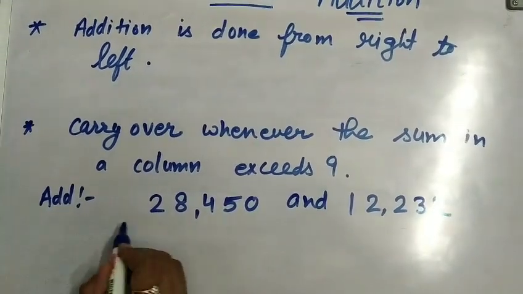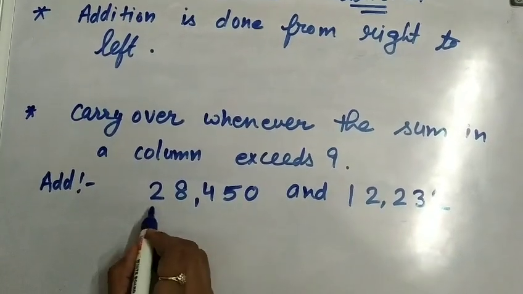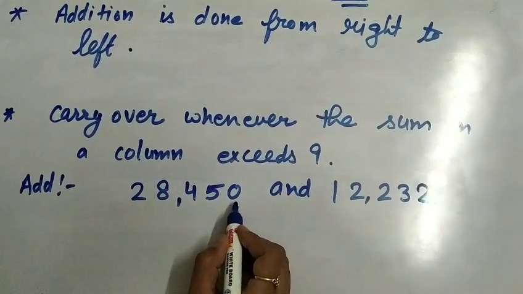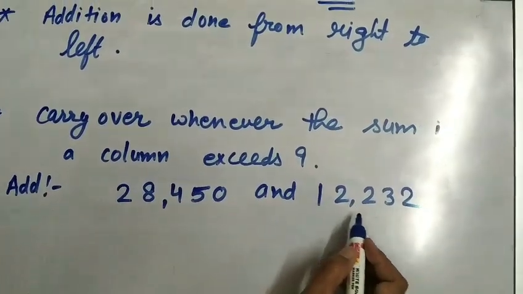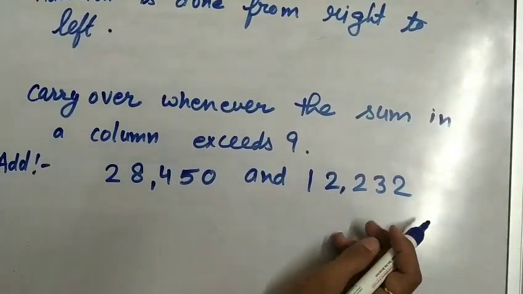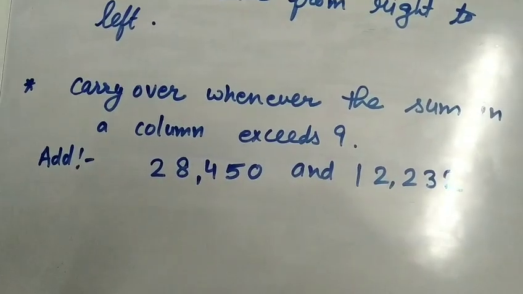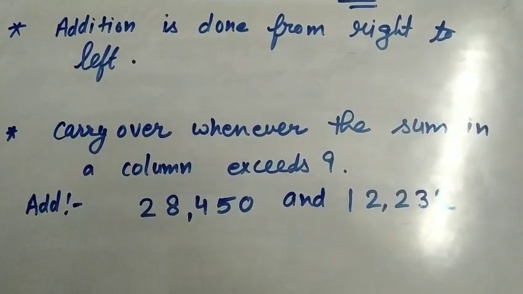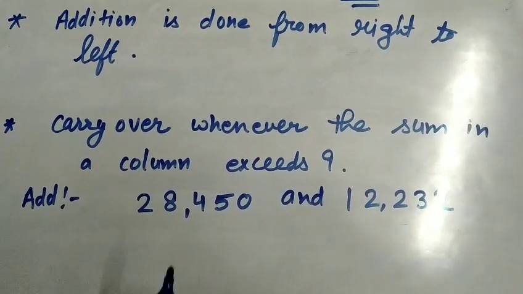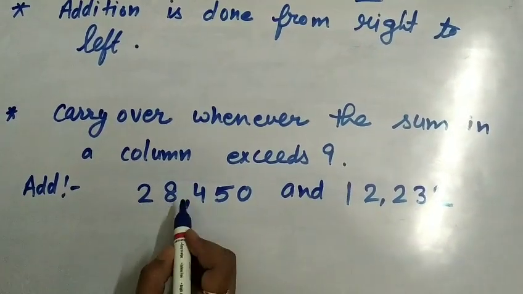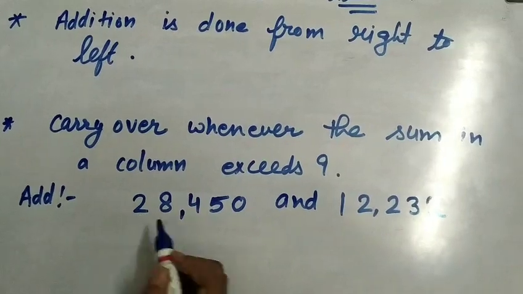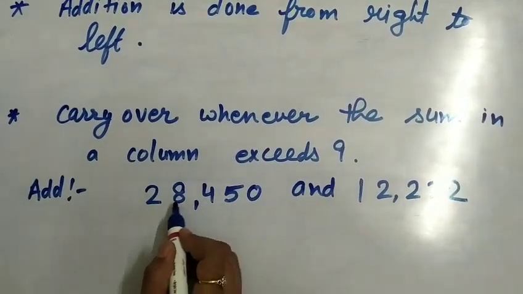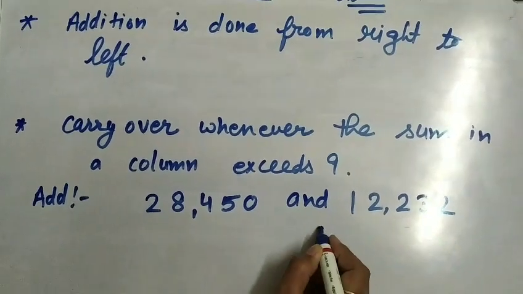Look at this example. Add 28,450 and 12,232. Our first step was, yes, we have to arrange the numbers in the place value chart, and we have to make the columns till 10,000. Why 10,000? Because the highest place is 10,000. See, ones, tens, hundreds, thousands, 10,000.